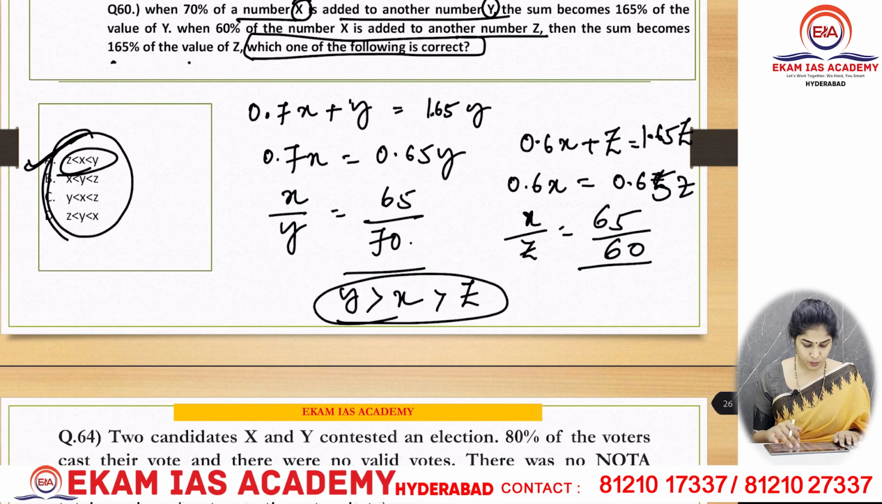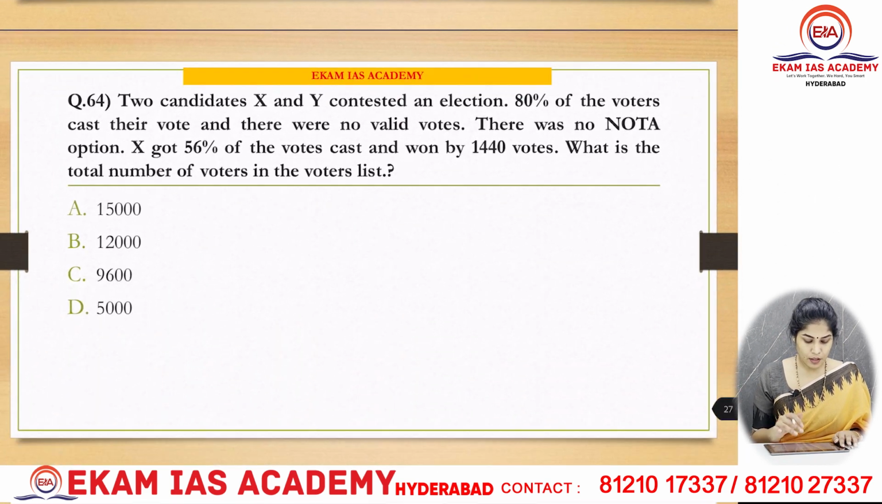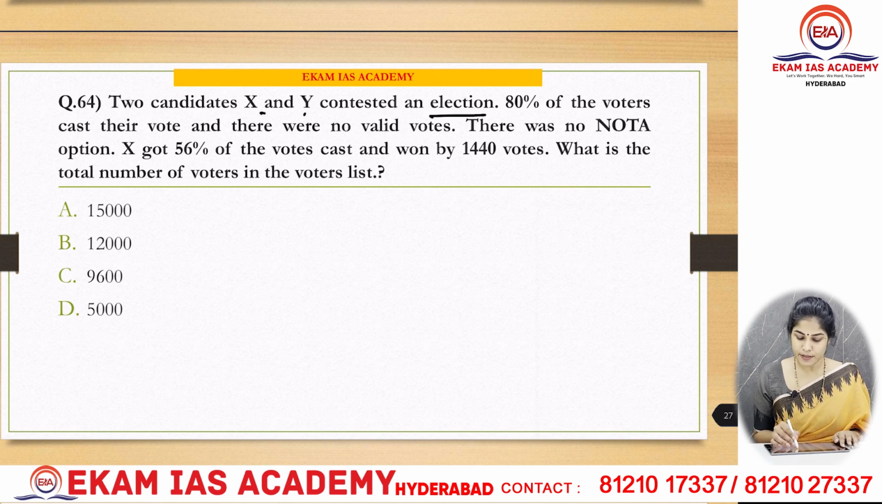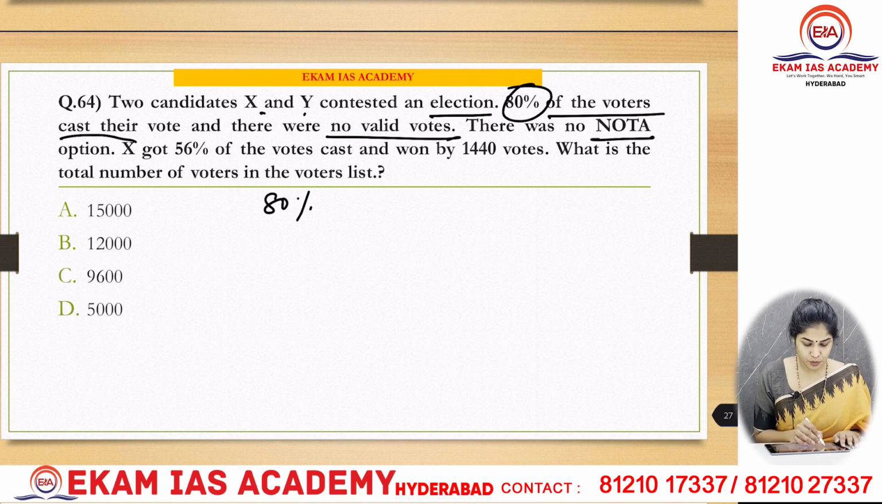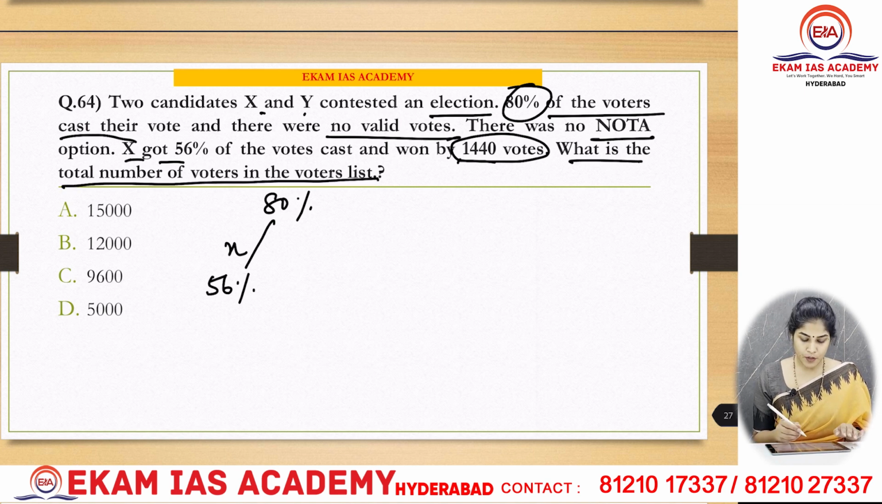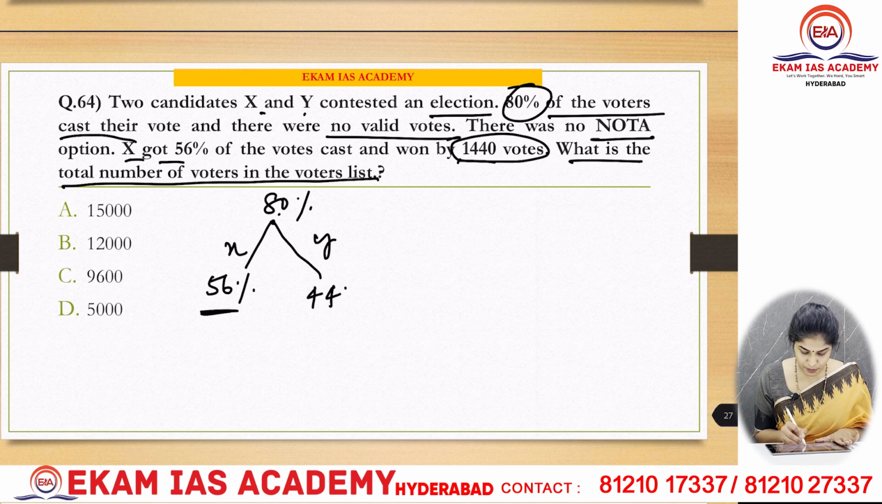Let's go to the other question. Two candidates x and y contested an election and 80% of the voters cast their vote. Okay, 80% cast their vote and there were no invalid votes. There was no NOTA option also. X got 56% of the votes and won by 1440 votes. What is the total number of voters in the voters list they are asking? So 80% of the voters list, x got 56% and y must be getting the remaining 44%, right?